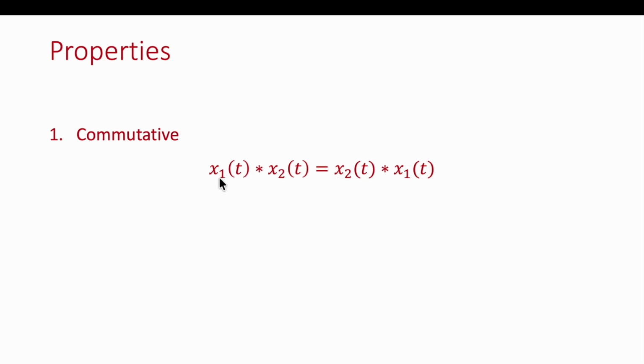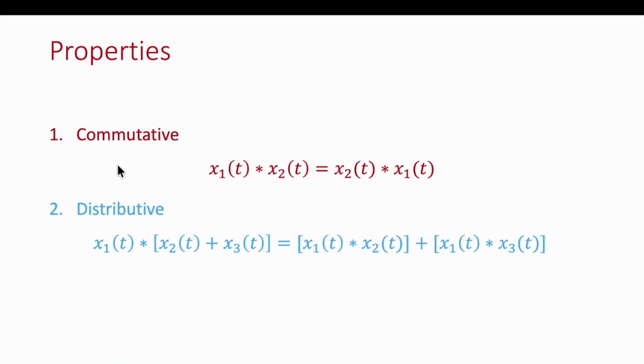Here you are convolving x1(t) with x2(t), and on the right hand side you are taking the convolution of x2(t) with x1(t), so the order will not affect the result. That is known as the commutative property. The second one is the distributive property.